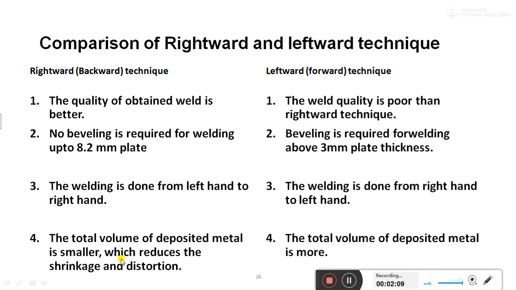Other points are there. For example, in the case of rightward, the welding cost is less, as there is less consumption of filler metal. In the case of leftward, the cost of welding is more than the rightward technique. In the case of rightward, while welding the groove, the welder's view is unobstructed. In the leftward, the view of the joint edges is interrupted, and it is necessary to remove the end of the rod.